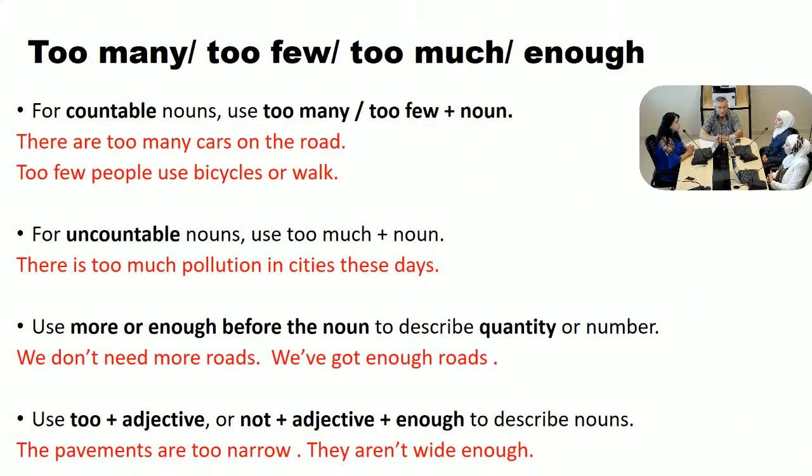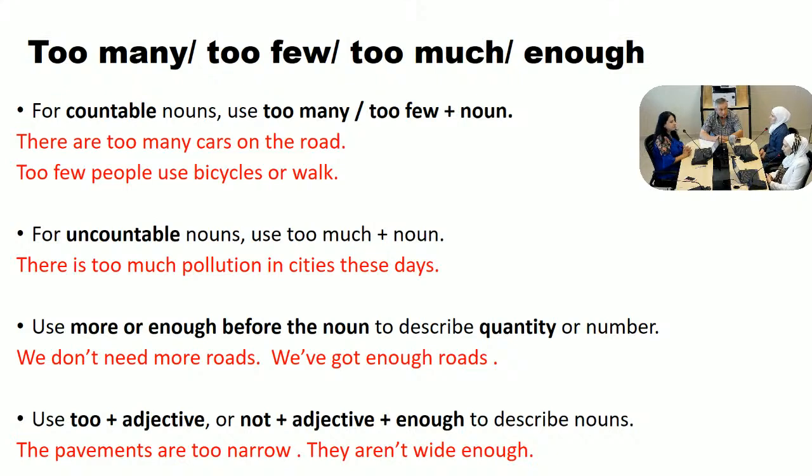Actually, just before you say something, I want to say that too is used to say that something is more than needed, in a negative way. Too many, too few, too much, enough, all these are quantity words. We use them before nouns. And you know that we have countable nouns and uncountable nouns.